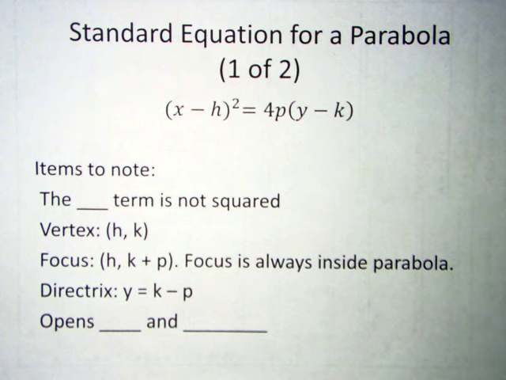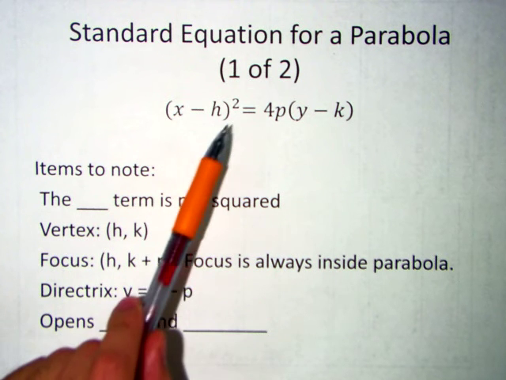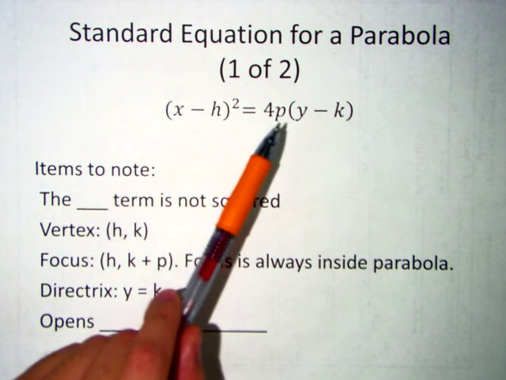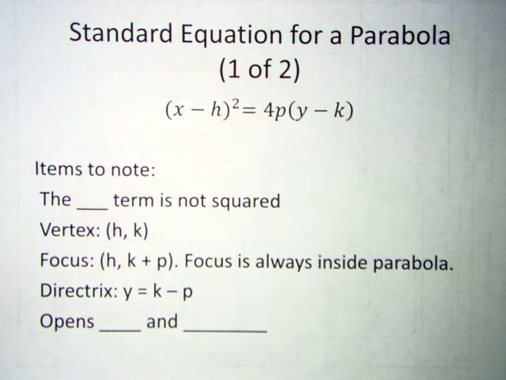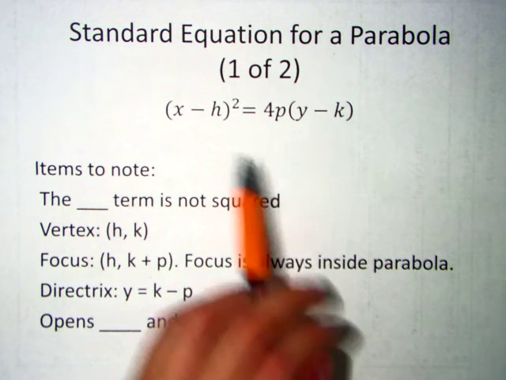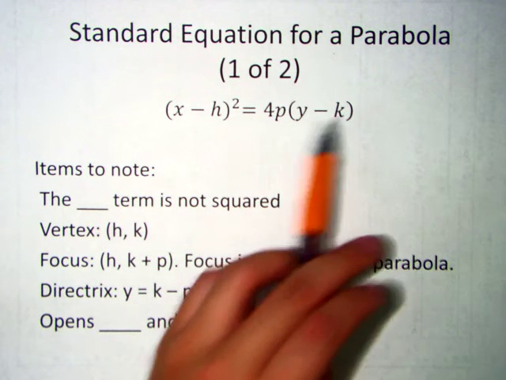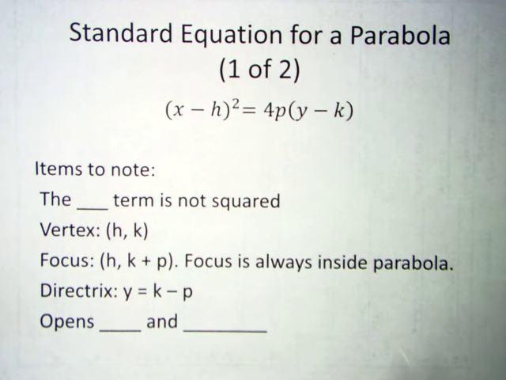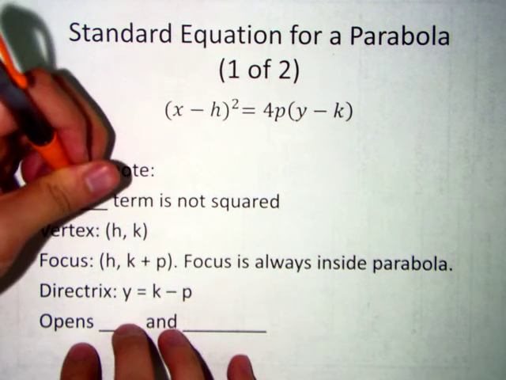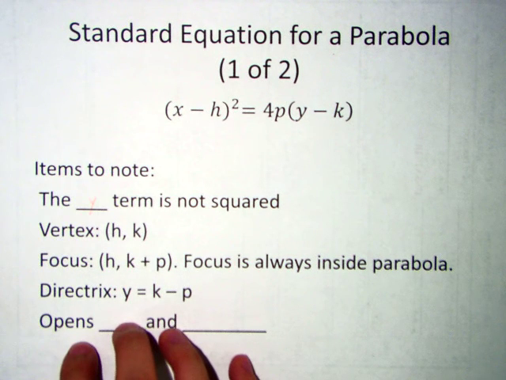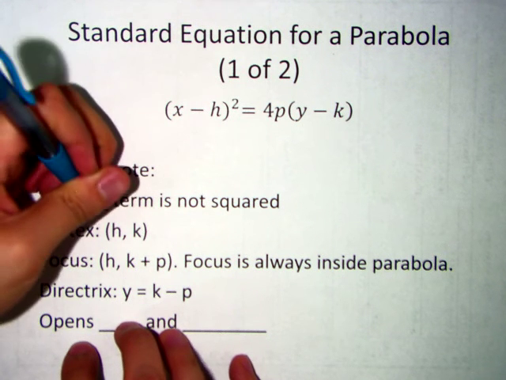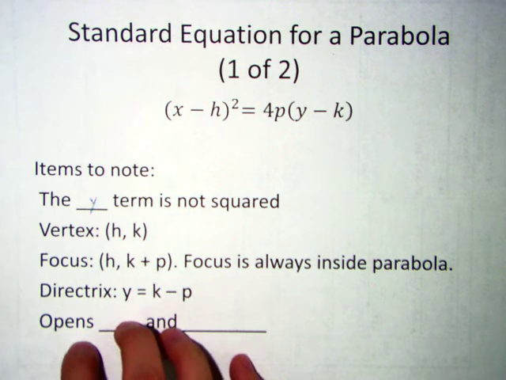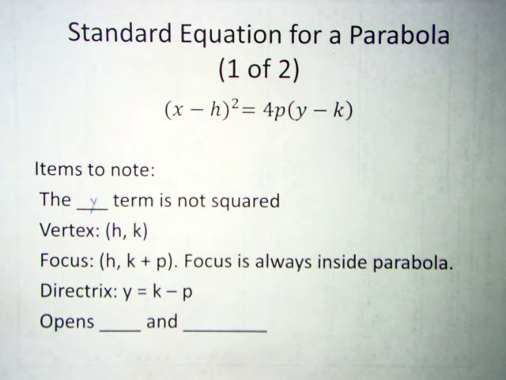So right here, what we have is (x minus h) squared equals 4p times (y minus k). Okay, the values we need to find are h, p, and k. Just some items to note here: the y term is not squared.